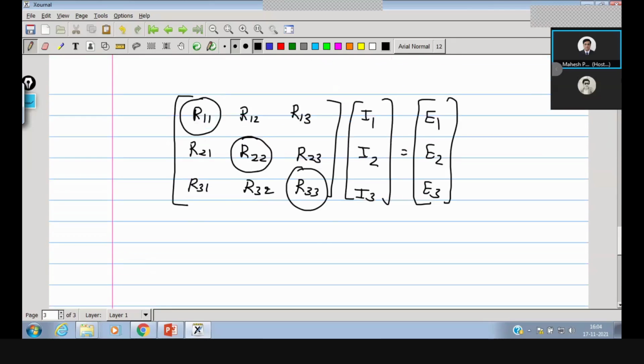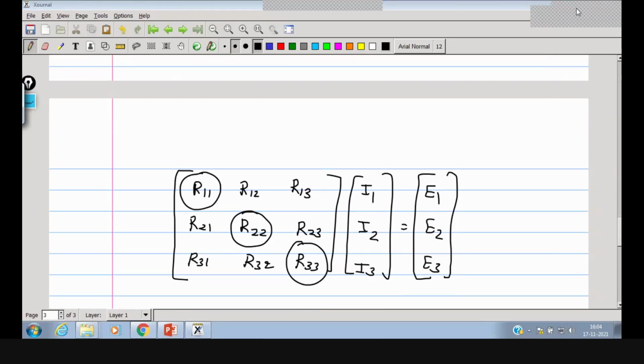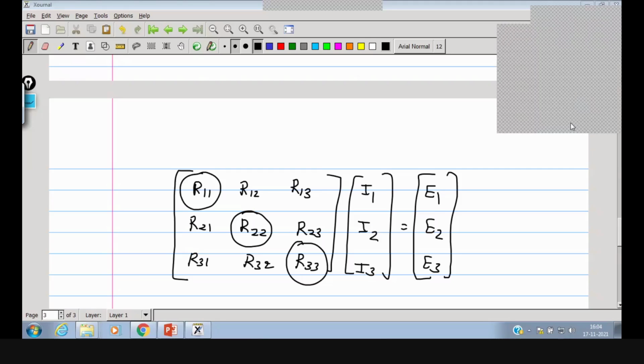Correct? Any questions so far? No, sir. I think it is time to stop this lecture here. Next time onwards, I will give you one example, and after that, we will start nodal analysis on Monday. Any doubts on the equations so far? If you have, you can ask. Otherwise, we will continue next time.